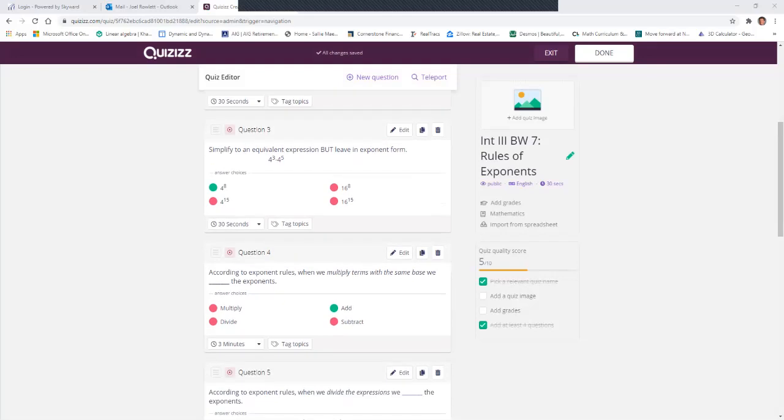Number 3. On number 3, luckily the bases are the same and we're multiplying. The bases are both 4, and since we're multiplying, we will add the exponents together, and 3 plus 5 is 8. So the answer is 4 to the power of 8.